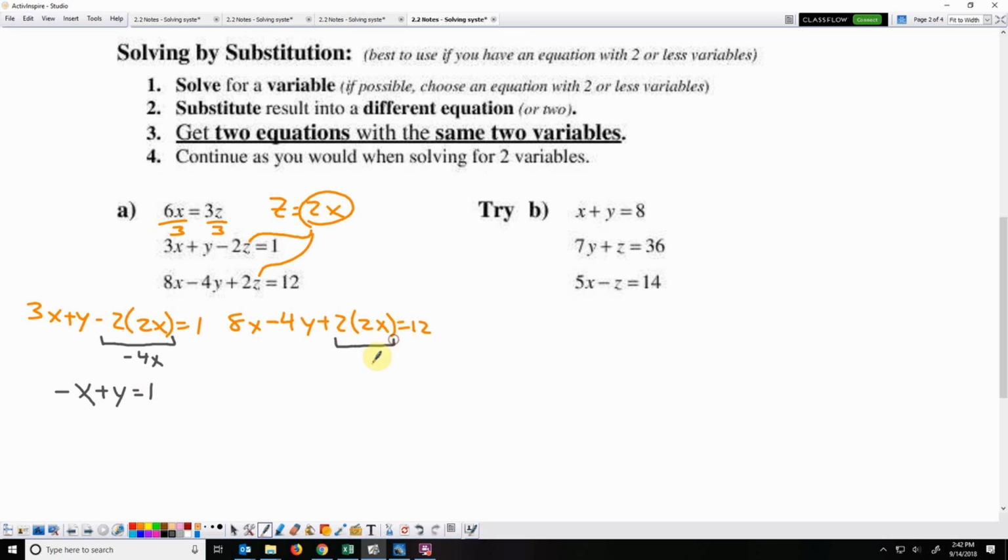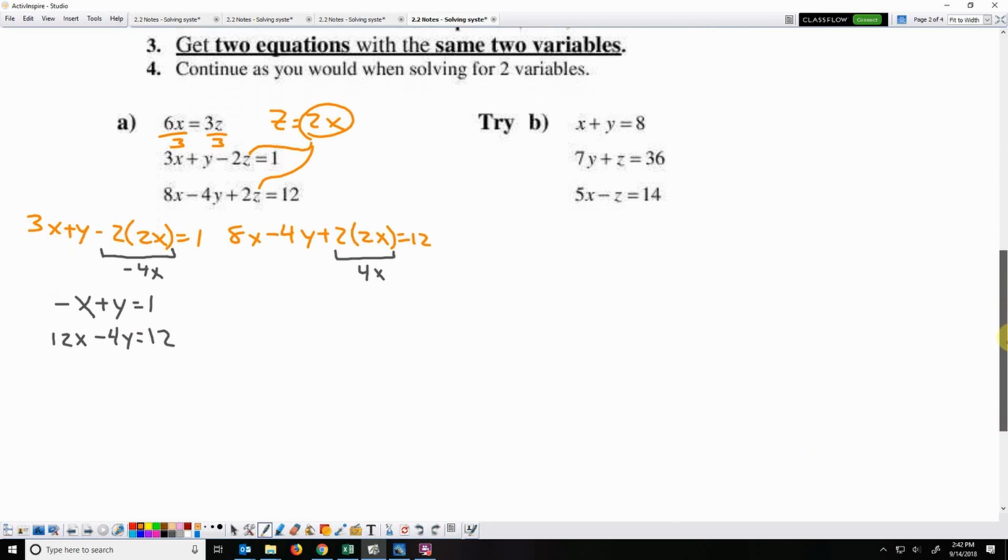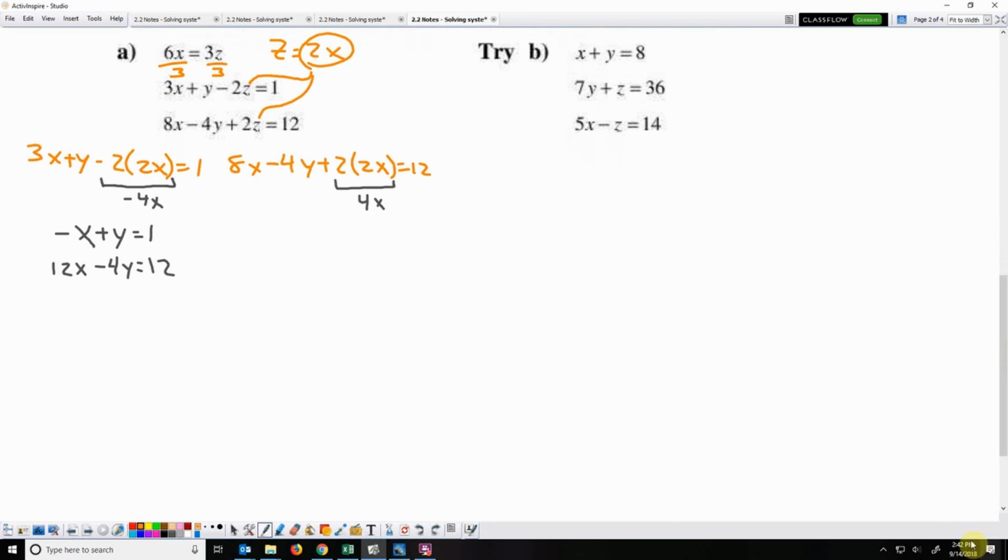And then here, 2x times 2 is 4x, so I've got 8x plus 4x, and that's 12x, minus 4y equals 12. So I've got 2 equations, 2 variables. So now I just continue to solve this like I would in any other 2 by 2 system.